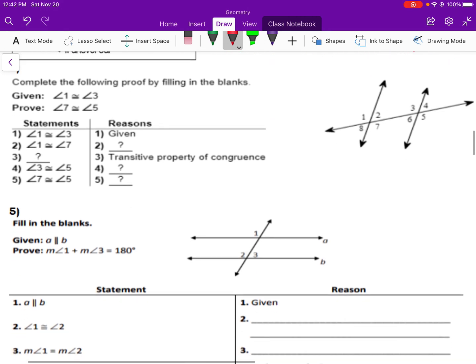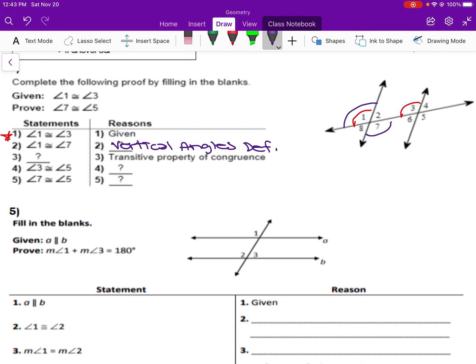Okay, number 4, completing the following proof by filling in the blanks. We are given that angle 1 is congruent to angle 3. That's my given, okay? So that's already established in line 1 here. Next, we are establishing that angle 1 is congruent to angle 7. So angle 1 congruent to angle 7. That's just definition of vertical angles. So we can say vertical angles definition.